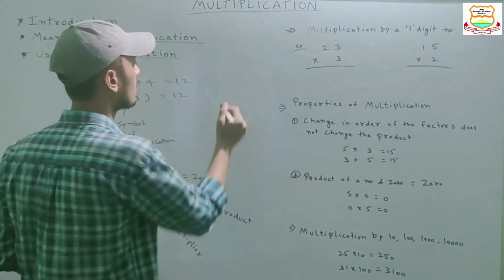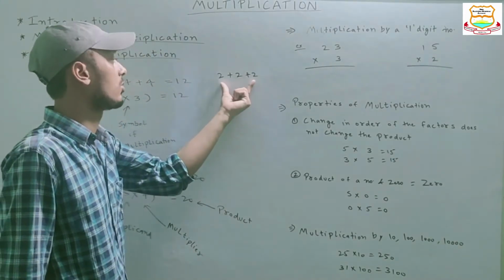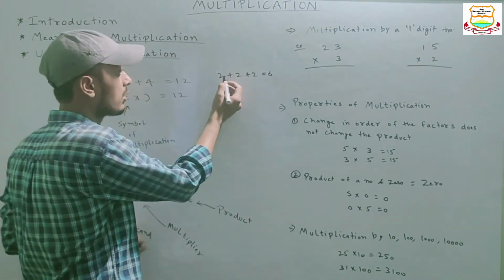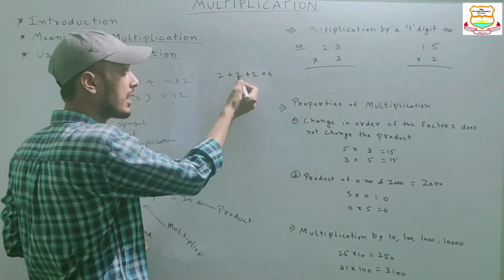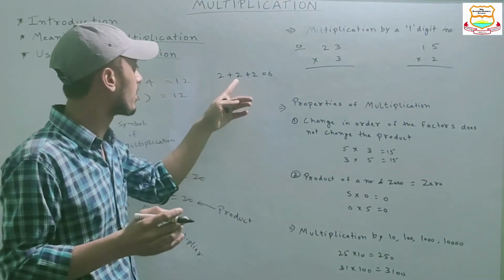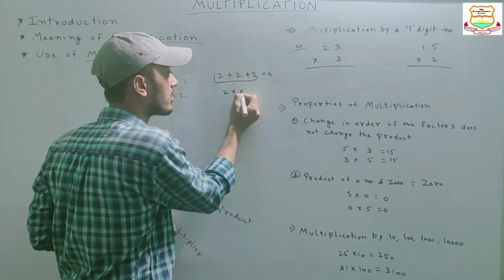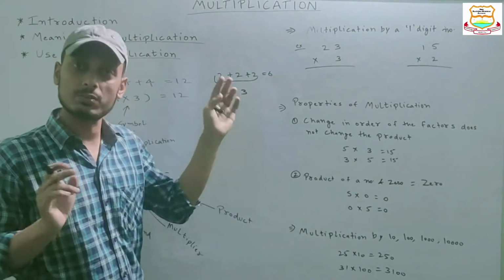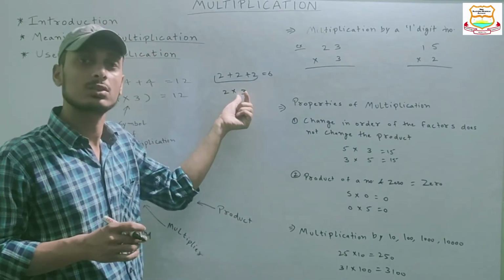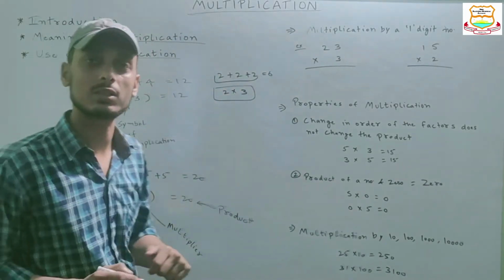example. Suppose we want to add 2 plus 2 plus 2, 3 times. What will be the answer? 6. We see here that 2 is being added again and again 3 times. We are adding 2 three times. This repeated addition can be represented like this: 2 into 3. In mathematics, we represent repeated addition by cross. This is called multiplication of 2 and 3.